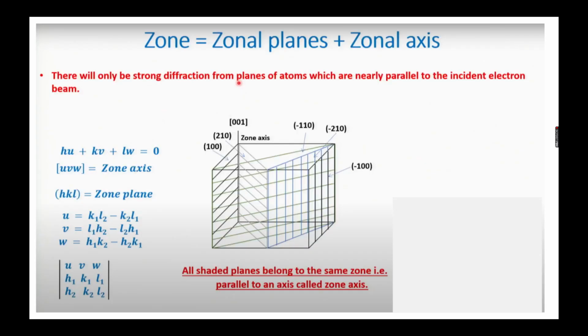So zone equals to what? Zonal planes plus zonal axis. There will only be strong diffraction from planes of atoms which are nearly parallel to the incident electron beam. So it is related to this axis and the planes, because every crystal has its orientation. So the planes and axis are very important. If you go through this lecture, you will be able to get a clear idea. But here, as per the question, I just wanted to give you the formula.